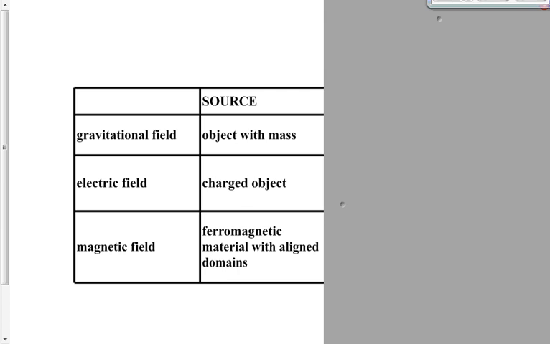before you get too crazy in writing this down, the source of a magnetic field, sometimes in physics we just want to sound smart. What's the source of a magnetic field? A ferromagnetic material with aligned domains. What's an easier way to say that? A magnet. So if you want to just write down a magnet there, that would probably be okay, because that's the same thing.